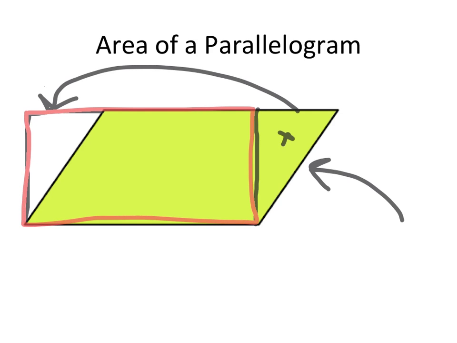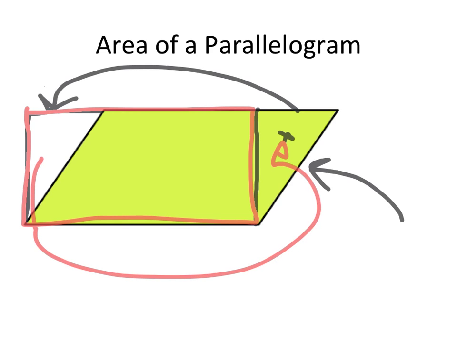We haven't changed the size at all. We've just taken this piece and moved it over here. It's exactly the same. So now that we have a rectangle, we can find the area the same way we did with a rectangle. We have length times width, or base times height.